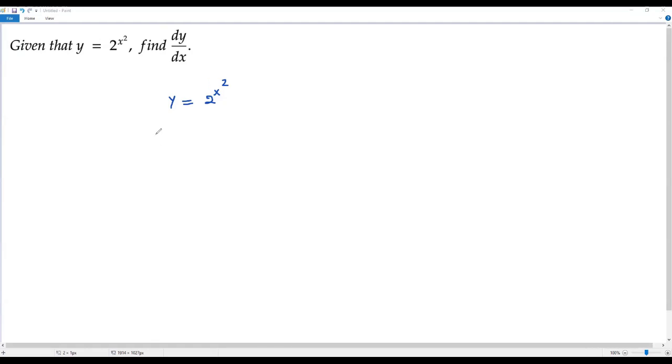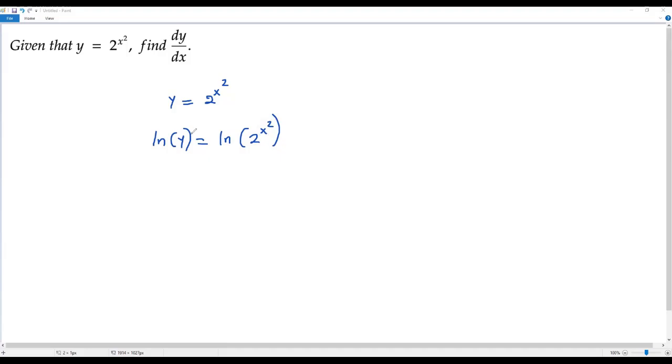When I take natural logarithm on the left side, I'm getting ln of y. On the right side, I'm getting ln of 2 raised to the power of x square. Here on the right side, I can use the power rule of logarithm. That is, if the argument of a logarithm is a power, then we can move the exponent that we have at the argument in front of the logarithm, and it has to be multiplied by the logarithm. So this is called the power rule of logarithm.